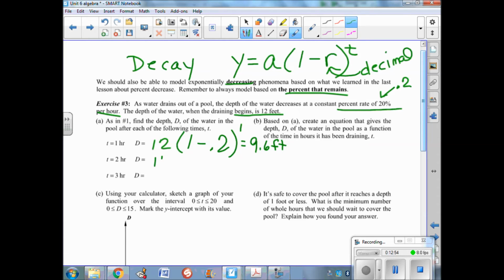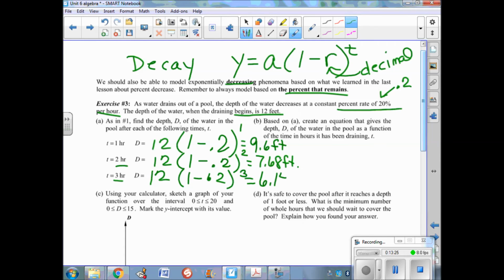And 12 times 1 minus 0.2, but now we're changing the time because now we're at 2 hours. And that's 7.68 feet left in the pool. Then after 3 hours, our initial amount, 1 minus 0.2 raised to the 3 hours, and that gets me to 6.144 feet left in the pool.